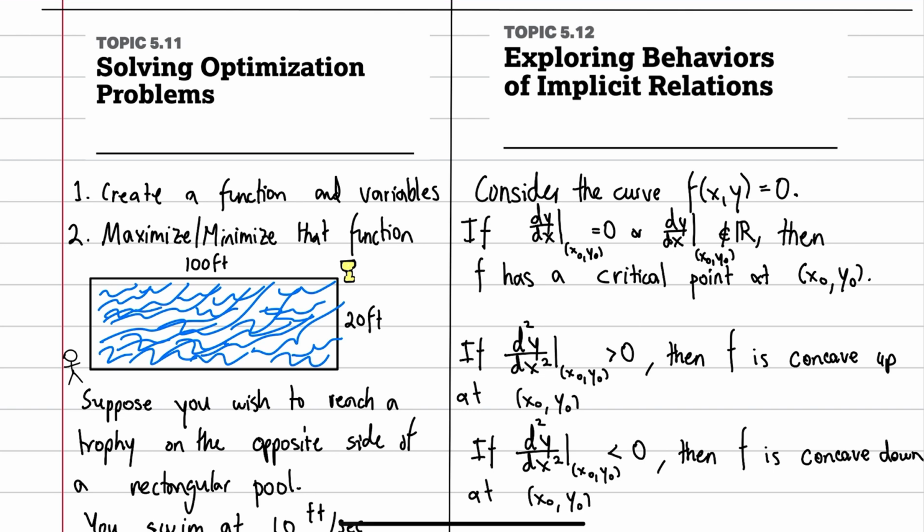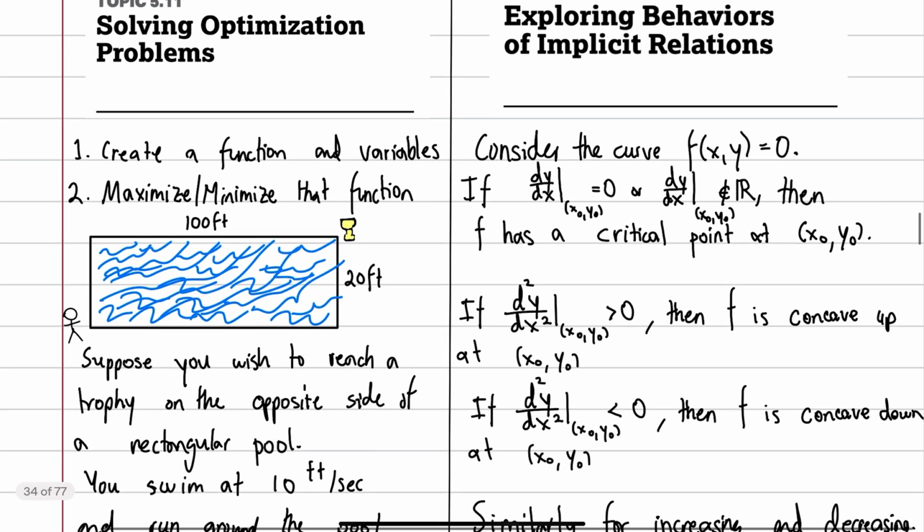So if we have, I don't know, an implicit function like this, maybe this is your local max and this is your local min. Also, if the second derivative is positive, then it's concave up, and if it's negative, it's concave down. If the first derivative is positive, it's increasing, and if it's negative, it's decreasing. Remember, it's at points.